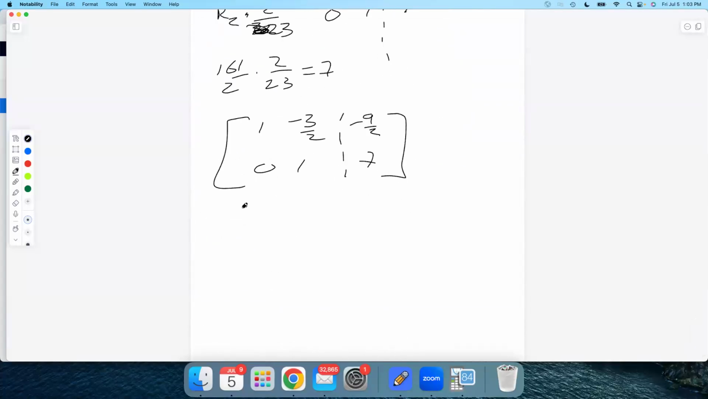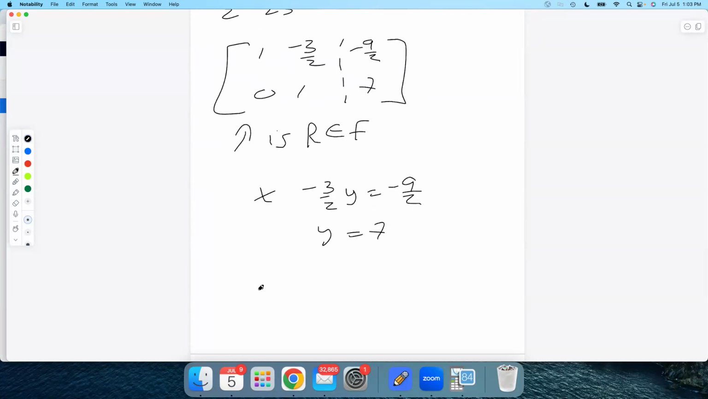Okay, we are now in, this is row echelon form. That means we have ones along the main diagonal, zeros below this triangle here. This equation says x minus 3 halves y equals negative 9 halves, and 0x plus y equals 7. Now it's just back substituting.